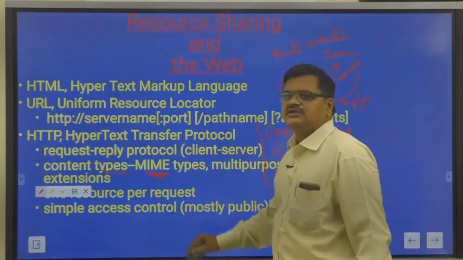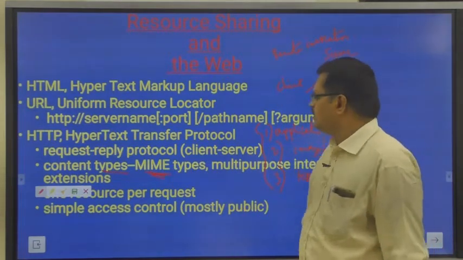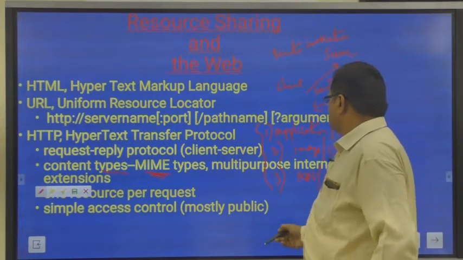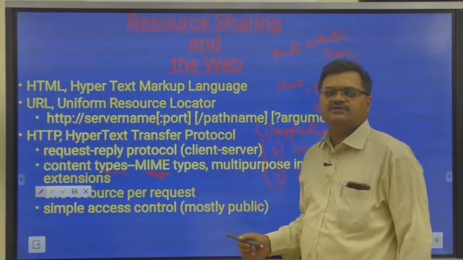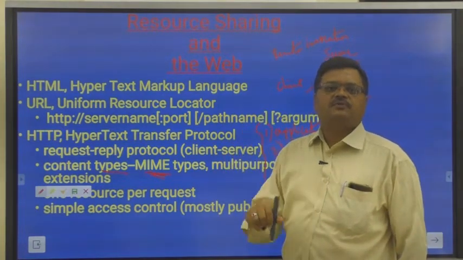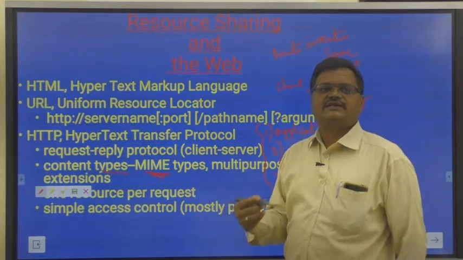So MIME is nothing but Multi-purpose Internet Mail Extensions. This content type is determined by the server only. It will pass it to the browser for rendering, so the browser will render the text.